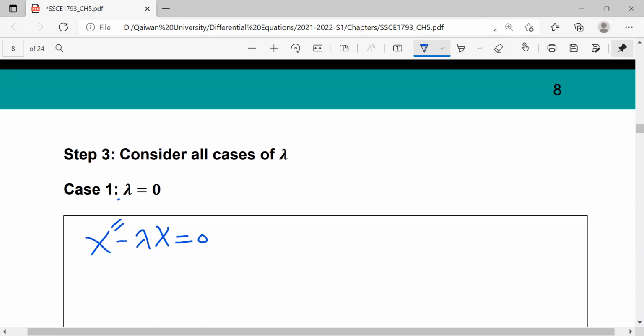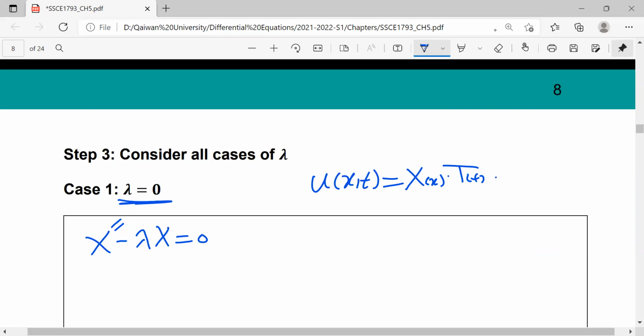We say if lambda is 0. But you should remember that u of x,t equals X of x times T of t. And here we must find X of x and T of t. We must find the solution for both ordinary differential equations.